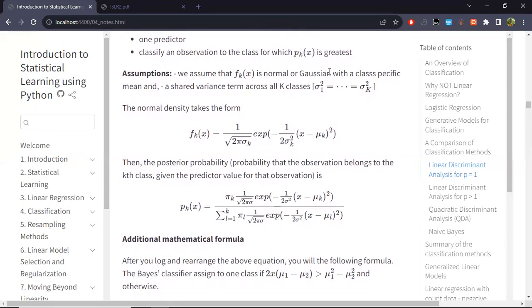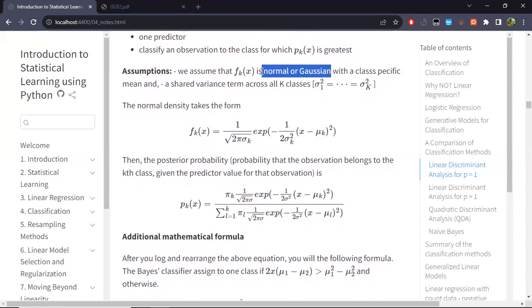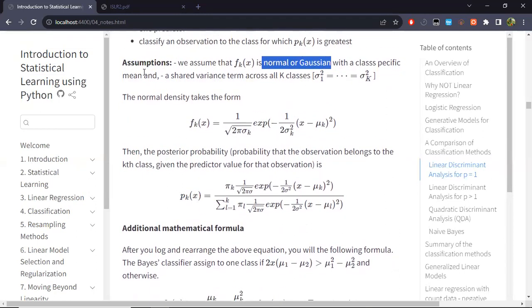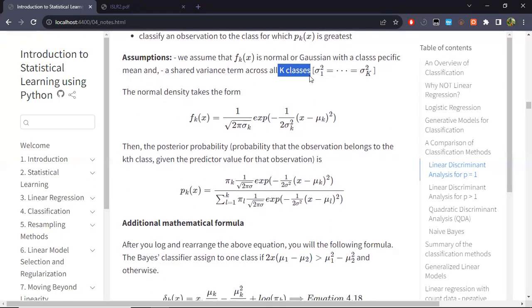So this is the first assumption, Gaussian distribution for the predictor in each class, and also that despite the mean of this distribution being different for all of the classes, we do make a strong assumption. So again, high bias, in the sense that we expect the same variance for all of these K classes of the response.